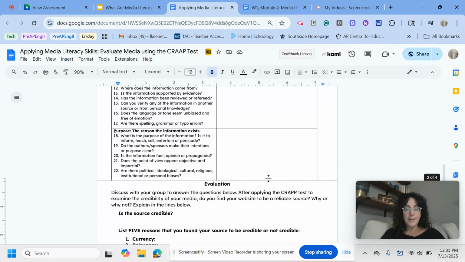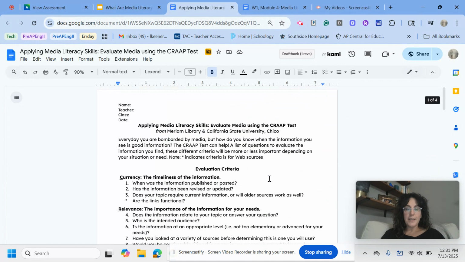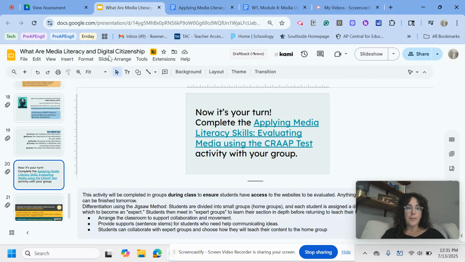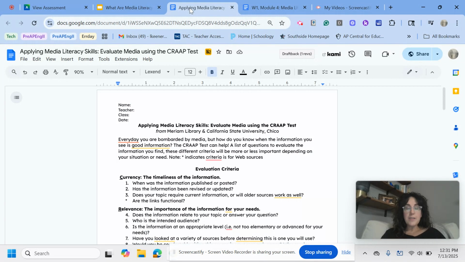So I hope that this lesson in combination with both the slides and this activity are resources that you can use in your classroom to help your students as they are applying media literacy skills, learning why it's important, and then evaluating the media that they consume.